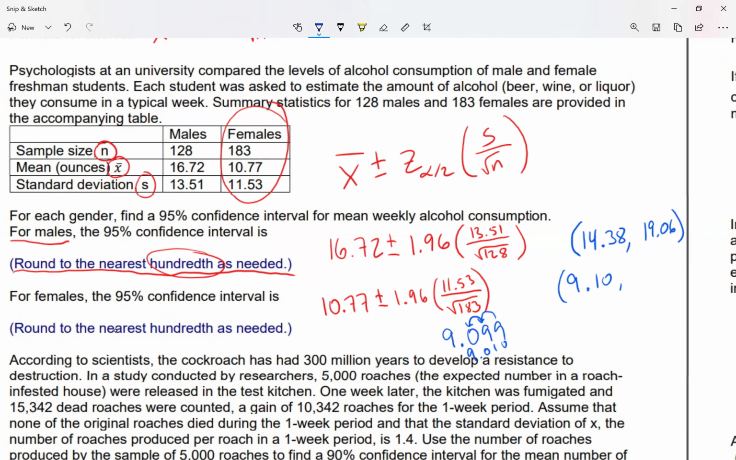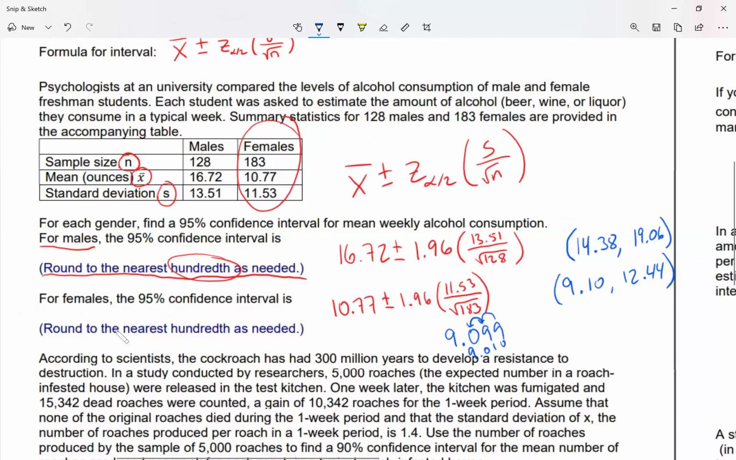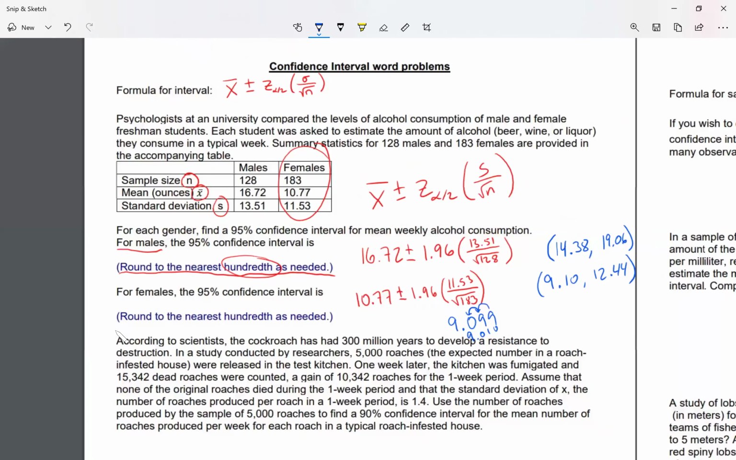Now my upper value, 10.77 plus 1.96 times 11.53 divided by the square root of 183. Round your answer to 2 decimal places. I'm going to get 12.44. All right, that was not bad. It was easy. Let's take a look at another question.